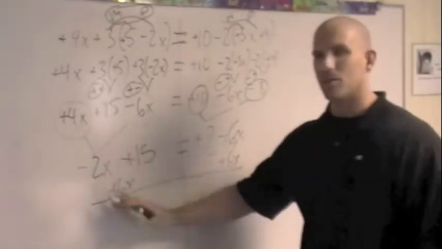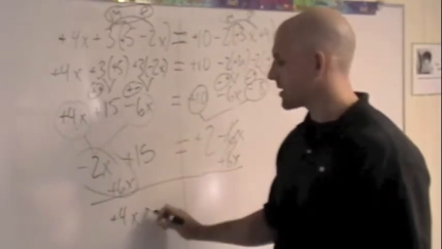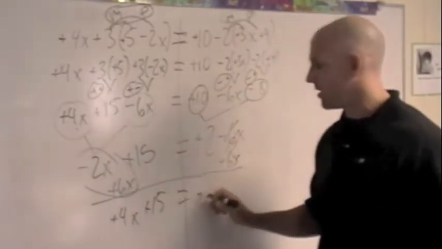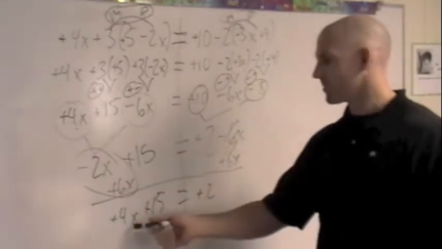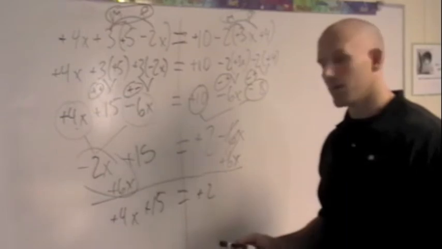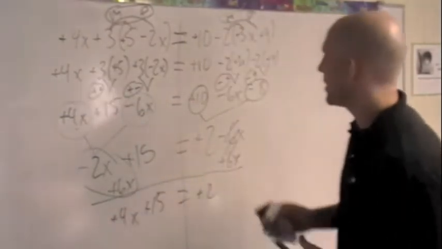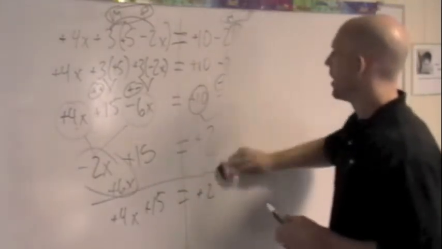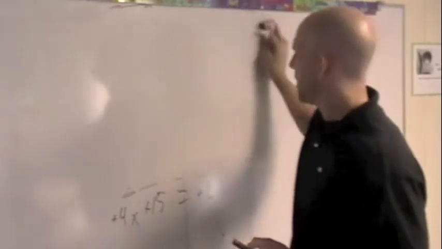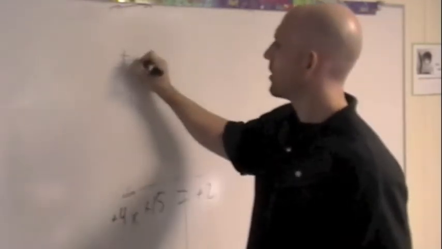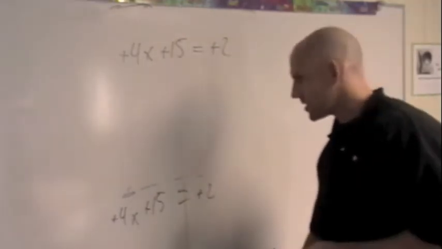When they combine on this side, these two guys here make a positive 4x with the positive 15 waiting for the next step. Well, this is what our equations normally look like. Let's go ahead and take care of it. Okay, let's move it up just so we can make sure we can see. All right, positive 4x plus positive 15 equal to the positive 2 on the other side.